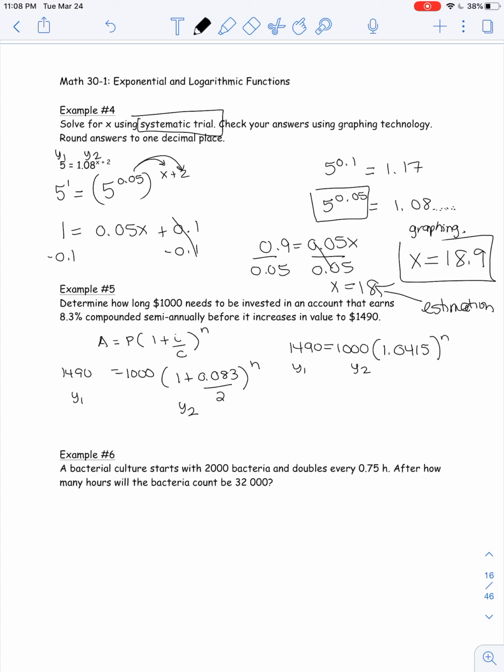And I do see an intersection. So I'm going to go second trace, number 5. And I'm going to press enter 3 times until I get the intersection, which is occurring when n equals 9.8. It says this is going to be 9.8 semi-annual periods. So this is not in years, because you have to use your compounding, and that's what the answer is going to represent. So semi-annual periods here.